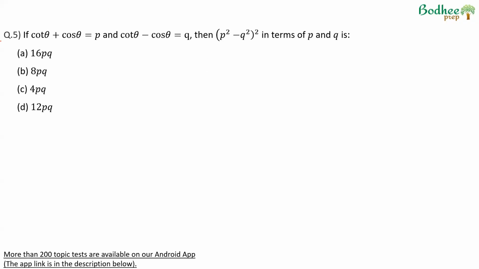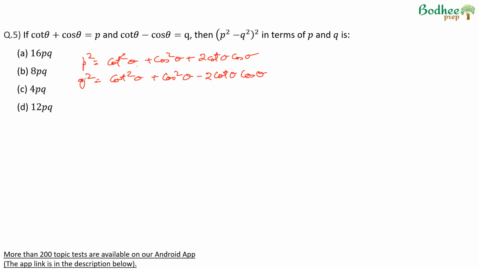Cot theta plus cos theta is equal to P. Cot theta minus cos theta is equal to Q. P square minus Q square raised to power 2, in terms of P and Q, is? Now P square will be cot square theta plus cos square theta plus 2 cot theta cos theta. Q square will be cot square theta plus cos square theta minus 2 cot theta cos theta.